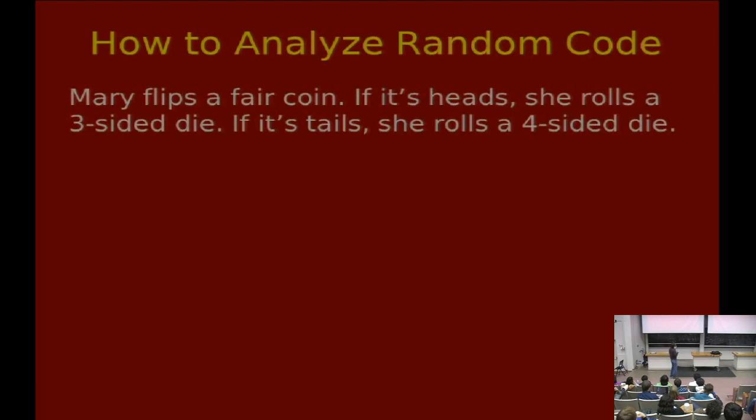Okay, so now we understand, if you have, let's say, a textbook probability problem that's described in the English language, the first thing you do is model it with some code. And now it's good because you have a non-ambiguous math problem. And now we can talk about how to analyze the properties of randomized code. So here's a random problem. Mary flips a fair coin. If it's heads, she rolls a 3-sided die. If it's tails, she rolls a 4-sided die. So what is the code for this?